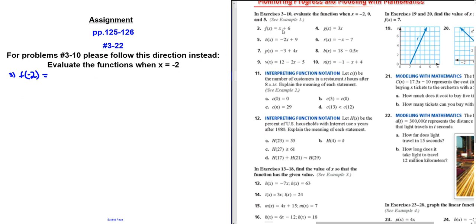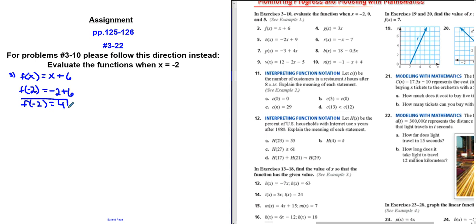Maybe I should write the whole function down first here. So the original function is f of x equals, not negative 2, I didn't plug anything in yet. f of x is x plus 6. That's the original function from number 3 here. And it says evaluate the function when x is negative 2, so I input negative 2 for x, and now just combine the like terms on the right hand side, and I get f of negative 2 is 4, and that's the answer.